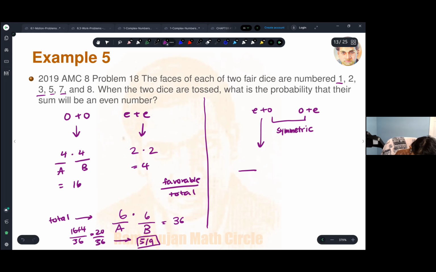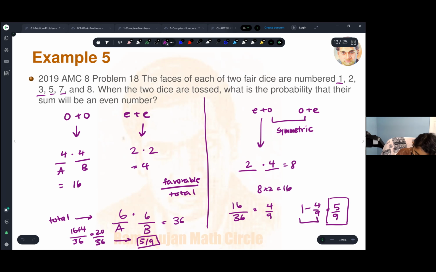First of all, the number of ways of getting an even is 2. Number of ways of getting odd is 4, so 8. So 8 times 2 is 16. And the total, like we calculated in the previous part, I'm going to just use that. So 16 over 36, so that's 4/9. 1 minus 4/9 is equal to 5/9. So that's our answer. Remember, this 1 minus is coming from complementary probability. So this is a really important concept.